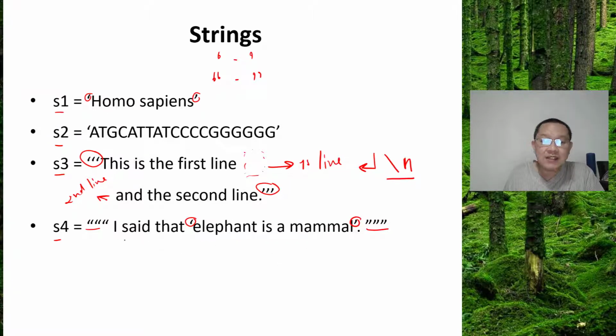So this string, I said that elephant is a mammal. So this string contains a single quotation. So you should avoid using the same quotation sign which appears inside the string. So to avoid that, in this example, we use triple double quotation sign. We call this action an escape of this single quotation, so it can be used within a string.